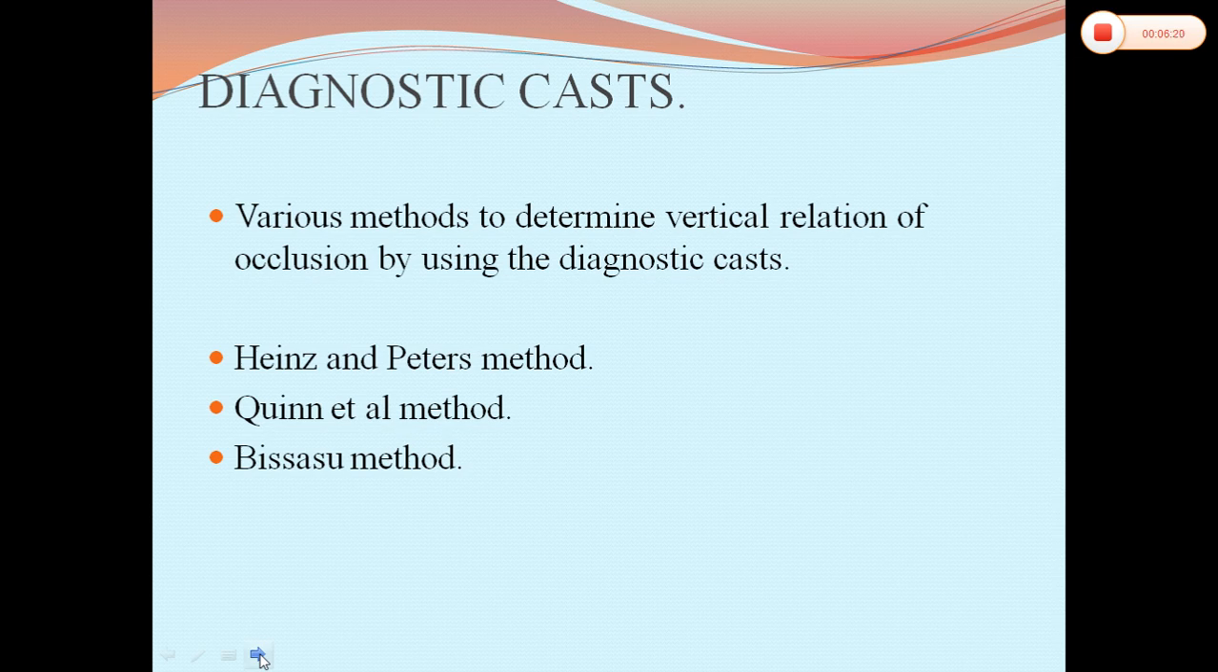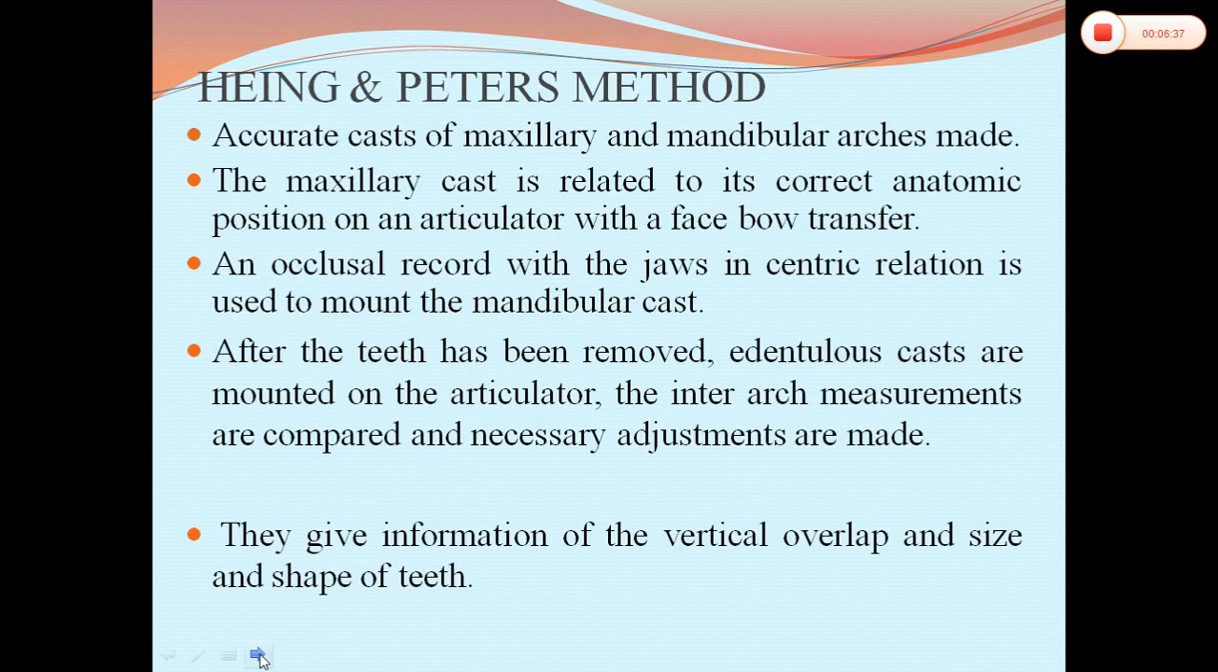Coming to the diagnostic casts, there are various methods to determine the vertical relation of occlusion by using the diagnostic cast: Hing and Peters method, Quinn et al. method, Bissasu method. Hing and Peters method: accurate casts of maxillary and mandibular arches are made. The maxillary cast is related to its correct anatomic position on the articulator with the face bow transfer. An occlusal record in eccentric jaw relation is used to mount the mandibular cast.